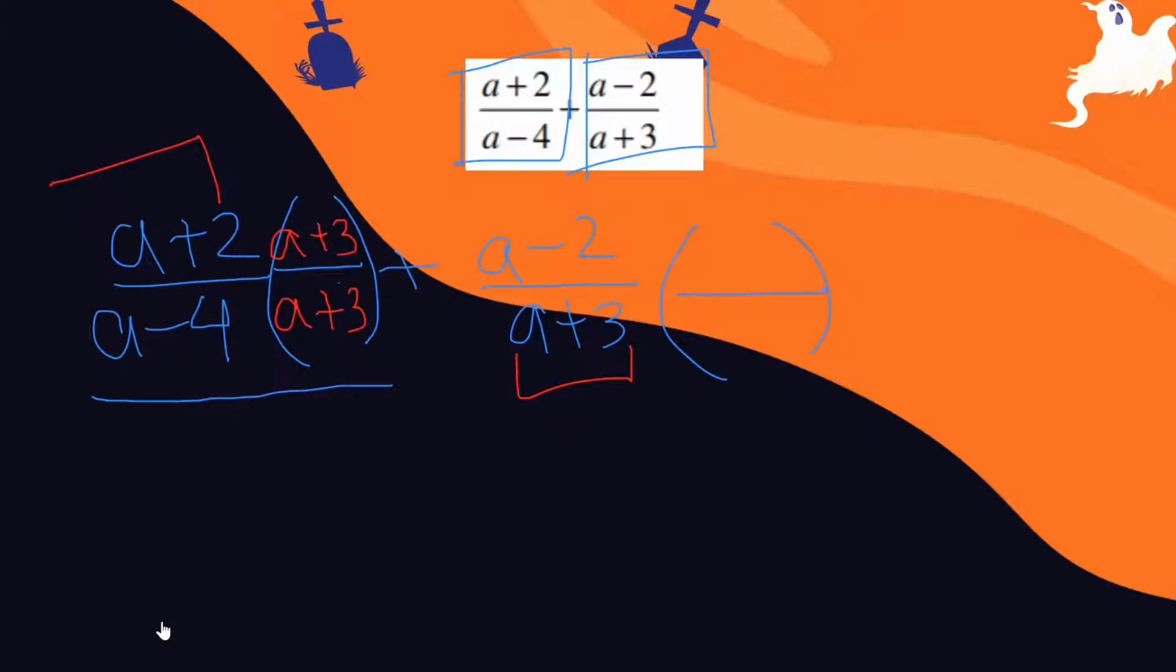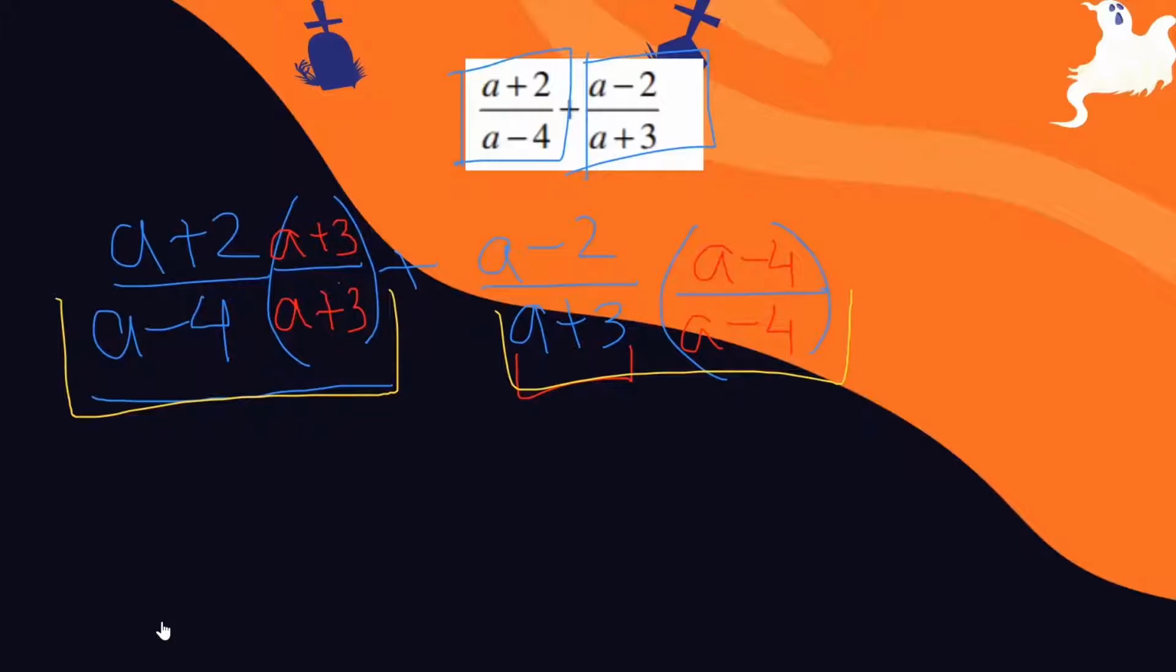Alrighty, so if we did that, then what should we multiply the numerator and the denominator of the second fraction by? A minus 4? Mm-hmm. And guess what you just did? You created a common denominator because if you take a look, this denominator and this denominator have the same binomials, right? So now you have created the common denominator. And once you did that, you can combine them, right? Because you have the same thing at the bottom.